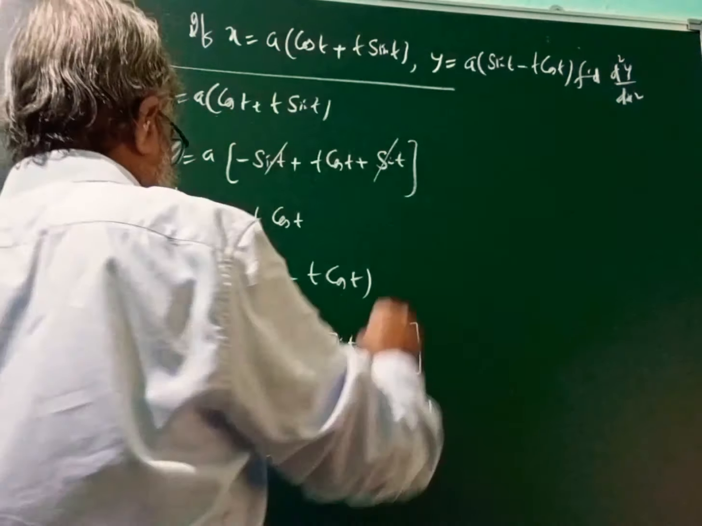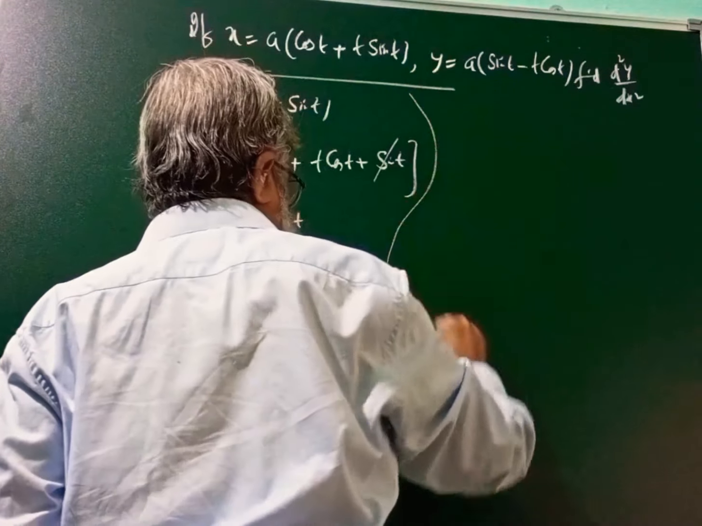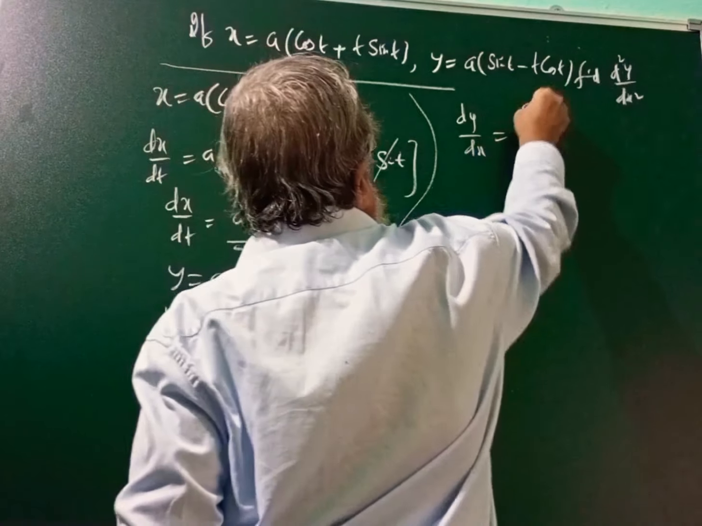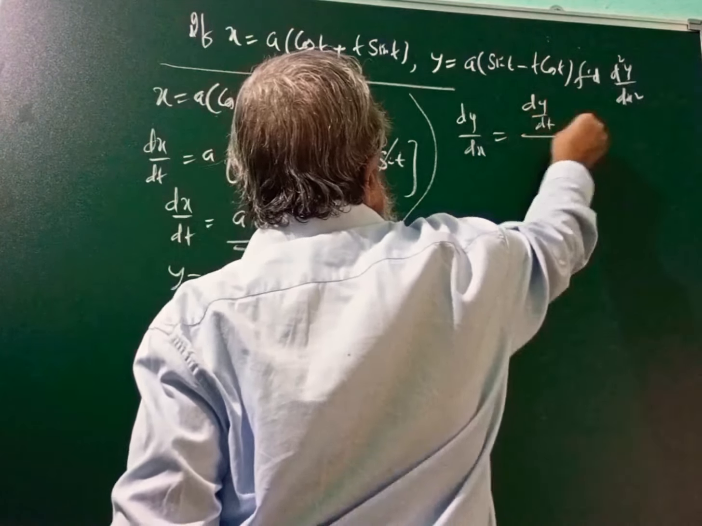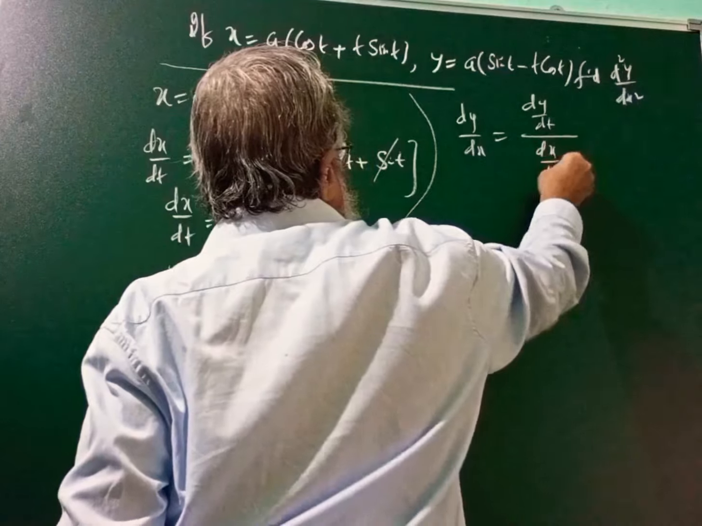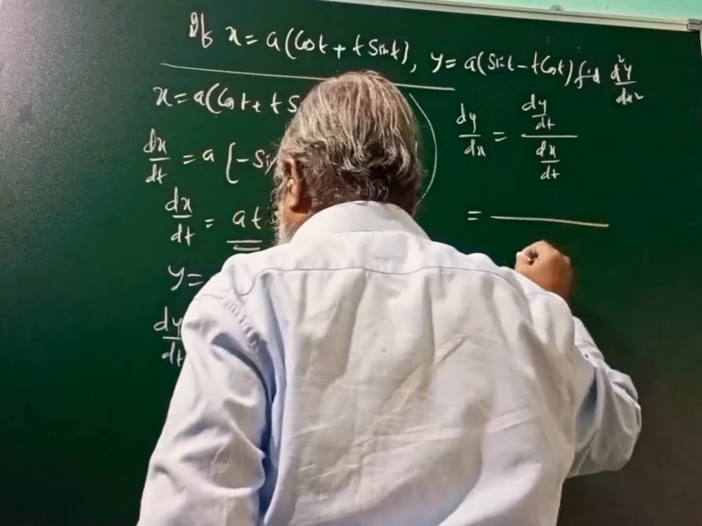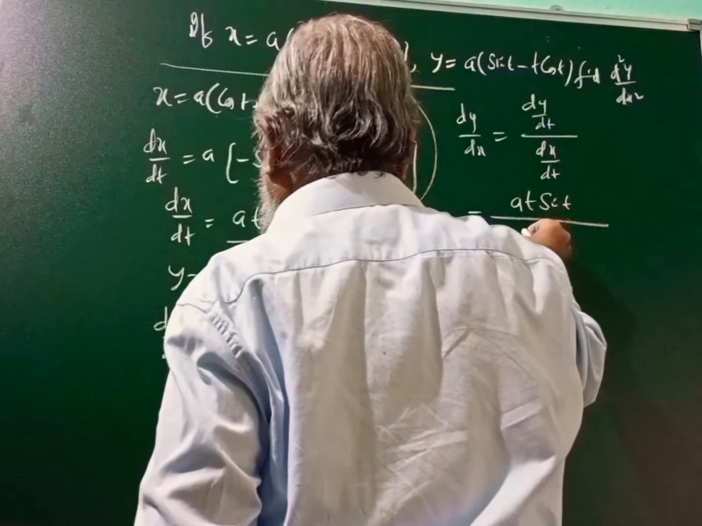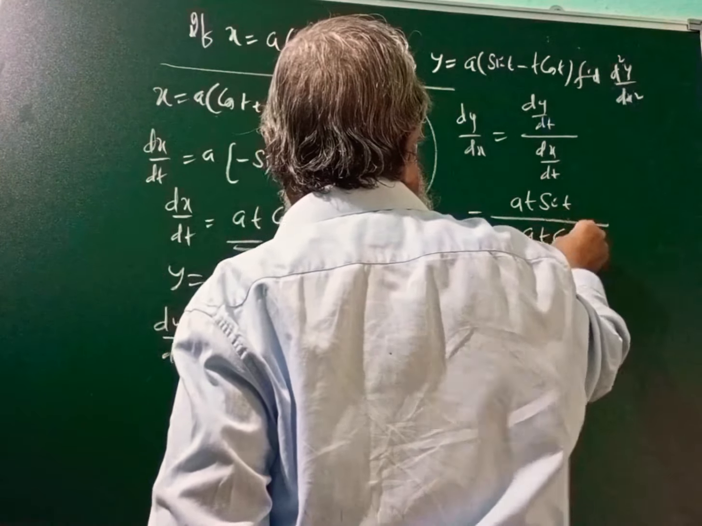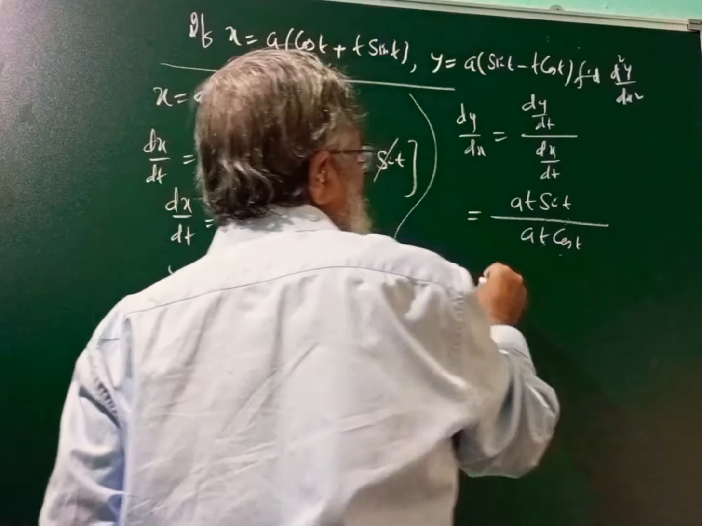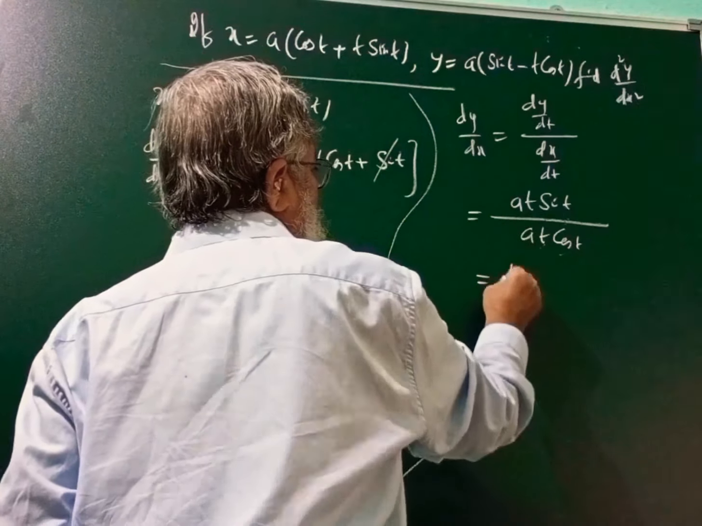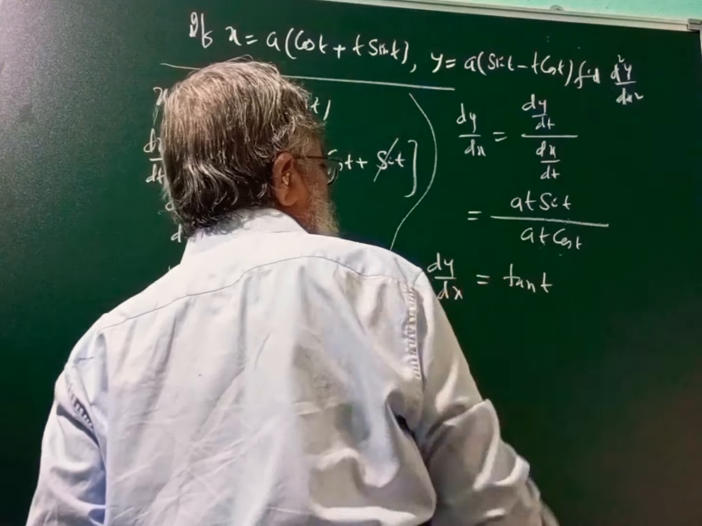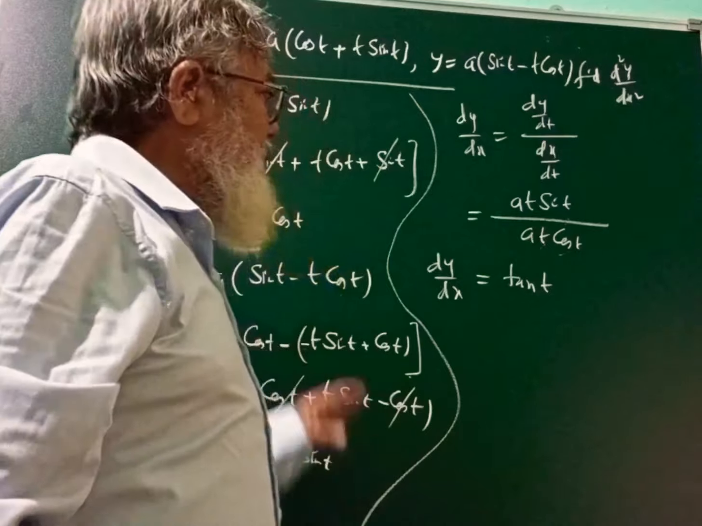Now we have to find out dy by dx. Therefore, dy by dx is equal to dy by dt divided by dx by dt. dy by dt, that is a t sin t, divided by dx by dt, a t cos t. a t cancels with a t, sin t by cos t, that is tan t. That is the value of dy by dx. Already this type of problem we have solved in the first derivative.